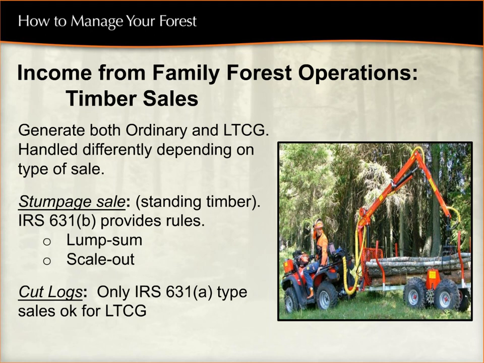The only sale of cut logs eligible to produce long-term capital gain is the Section 631A sale. If your woodland operation is a business, the income from a 631A sale is taxed in two parts. Part will receive long-term capital gain treatment, and part is taxed as ordinary income. To receive the tax benefit of the 631A sale, you must make a one-time, permanent, written election that is filed on an original, not an amended tax return in the year of the sale, and then follow the 631A tax calculation rules for all future sales of cut logs.